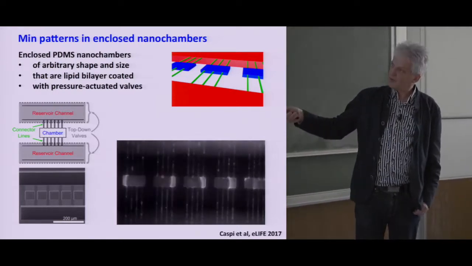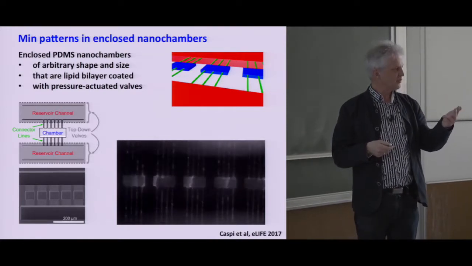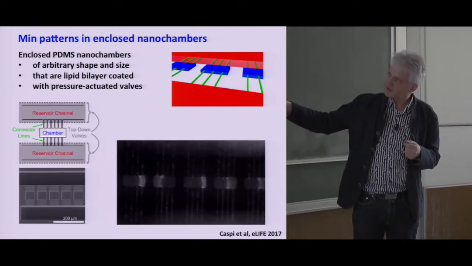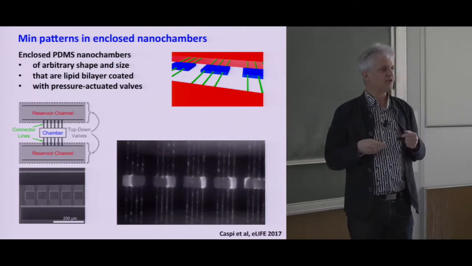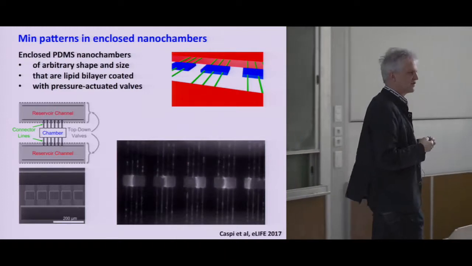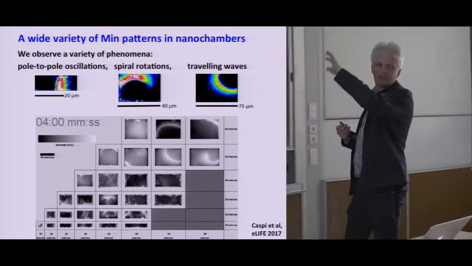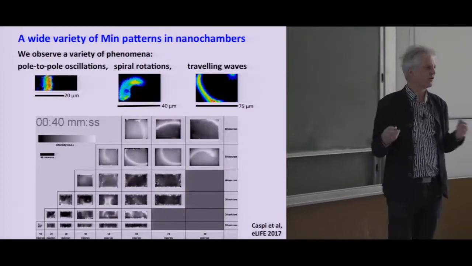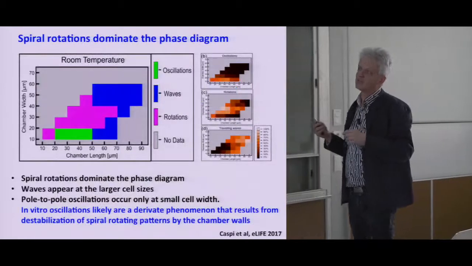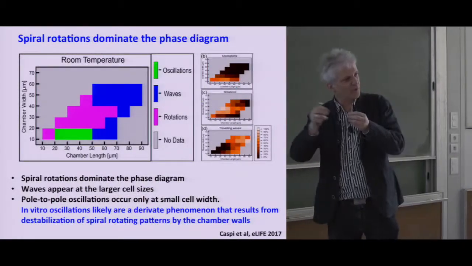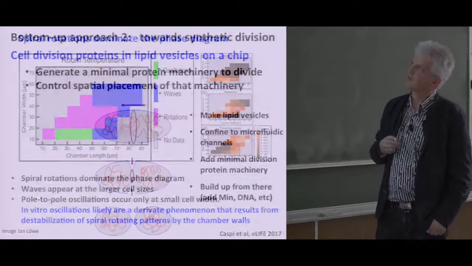Here's an example of small chambers which we filled with MinD protein, MinE, and ATP, and you see these oscillations occurring in these rectangular cells, showing that we can build this kind of in vitro system for these Min proteins, for example. And then we did again the phase diagram: different dimensions give you different patterns, and spirals seem to be actually the major pattern there. The longitudinal pole oscillation is a phenomenon derived from the spirals. And we can have some phase diagram.